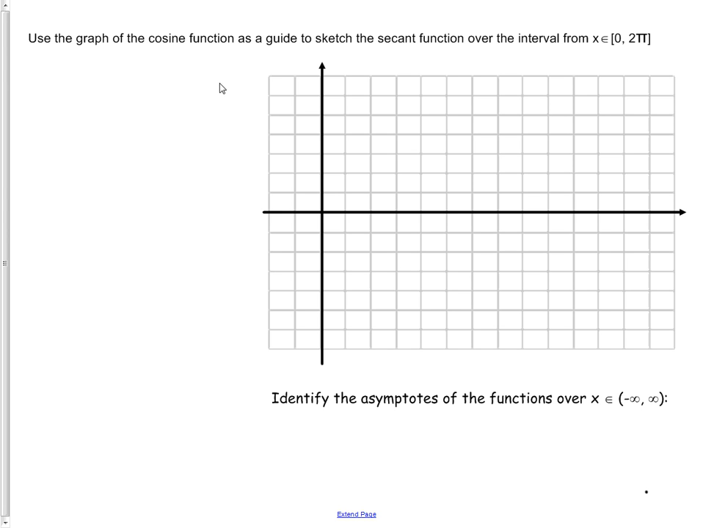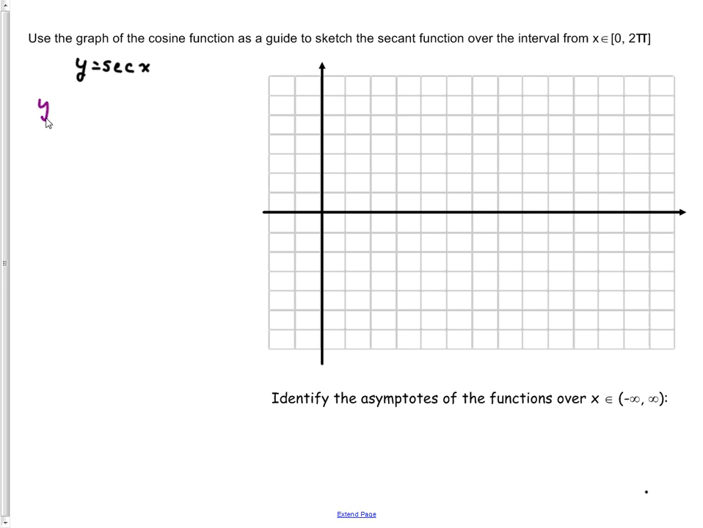Well, now let's talk about the graph of secant of x. So we're interested in finding out what it looks like when we graph the function y equals secant of x. And again, kind of like our cosecant function, secant is the reciprocal of cosine. So we can use the cosine function to help guide what the actual function of the secant of x is going to look like.